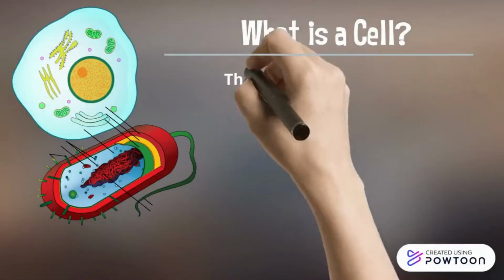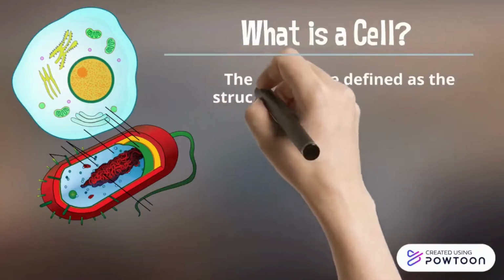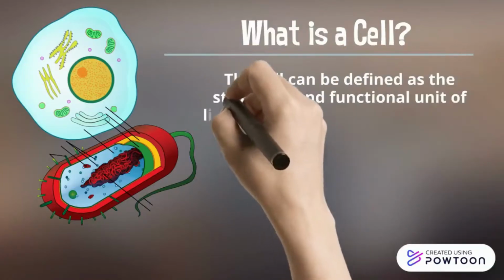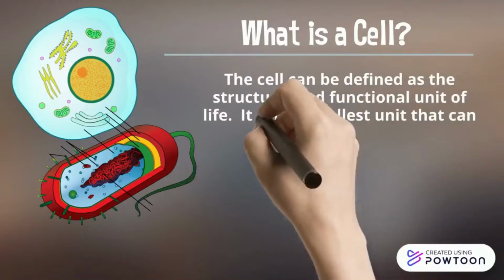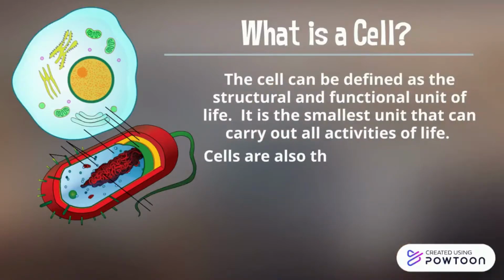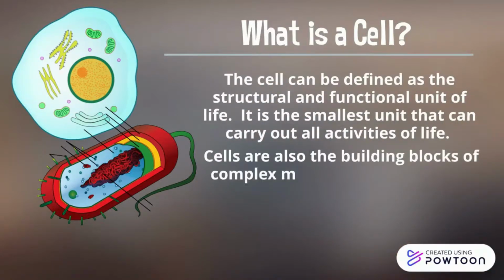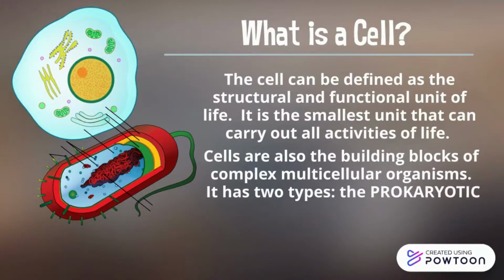The cell can be defined as a structural and functional unit of life. It is the smallest unit that can carry out all activities of life. Cells are also the building blocks of complex multicellular organisms, and it has two types, the prokaryotic and eukaryotic cells.